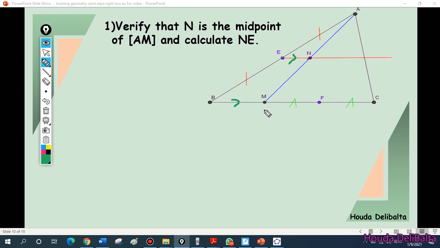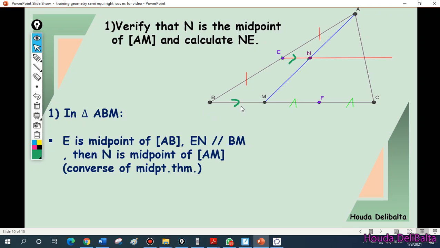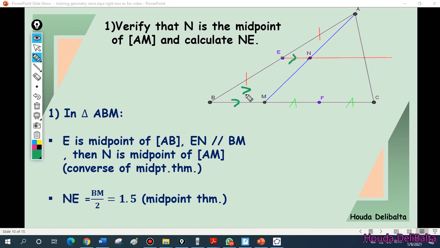But we have to specify the triangle we are considering. So we have to take into consideration triangle ABM. In triangle ABM, we have that E is the midpoint of AB. We have that EN is parallel to BM, thus N is the midpoint of AM, and that's what we call the converse of the midpoint theorem. We also have to calculate NE. To calculate NE, we just divide the side facing it, which is BM, by 2. Since BM equals 3, then 3 divided by 2 is 1.5, and that's the midpoint theorem. So that's part 1, as easy as possible. We used the converse of the midpoint theorem to prove that N is a midpoint, and we used the midpoint theorem to find EN, that's half of BM.